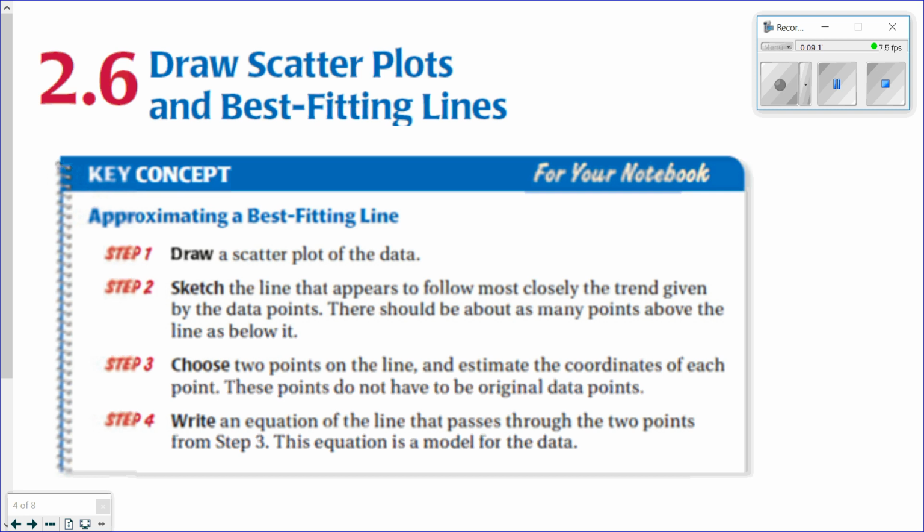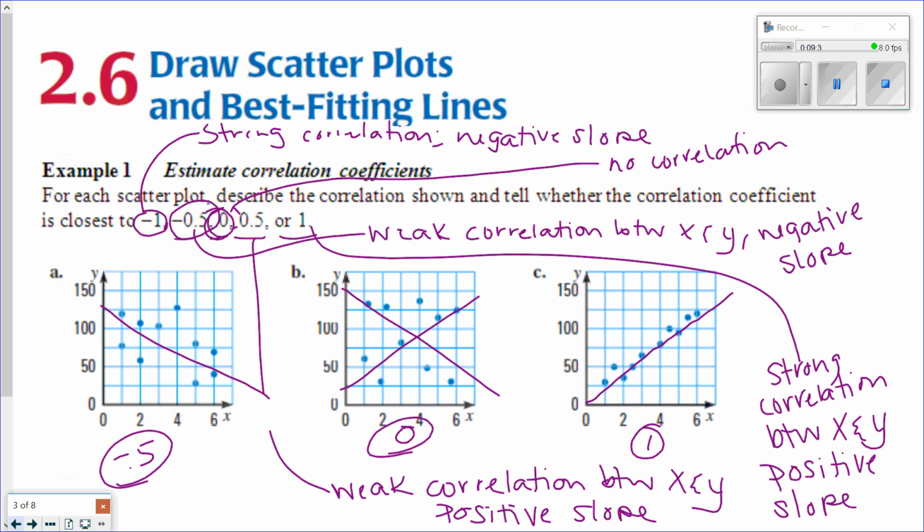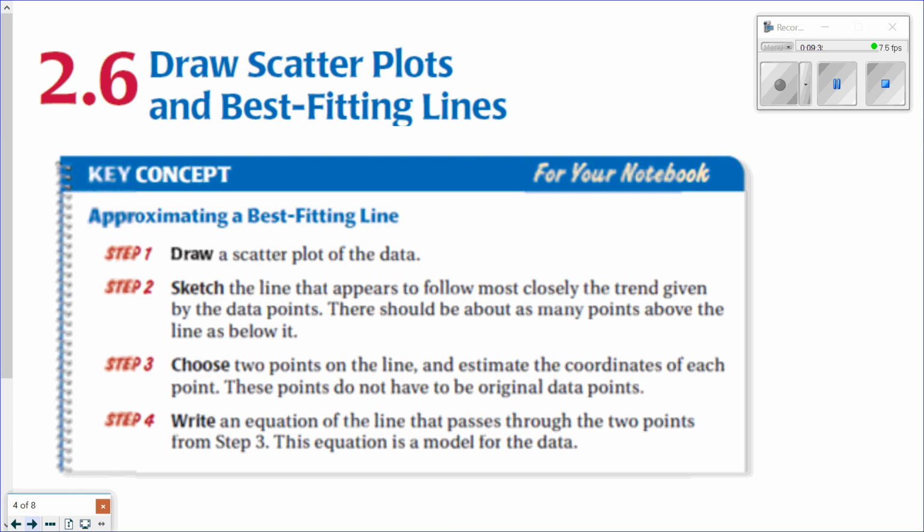In this next part, in order to approximate a best fitting line, the first thing we need to do is actually plot our data points. So we need to draw a scatter plot of the data. After we draw our scatter plot and we see scatter plots similar to the ones on the previous slide, A, B, and C, those are scatter plots. We need to sketch a line that mostly follows the trend given by our data points. So again, we should have about as many points above the line as we do below it.